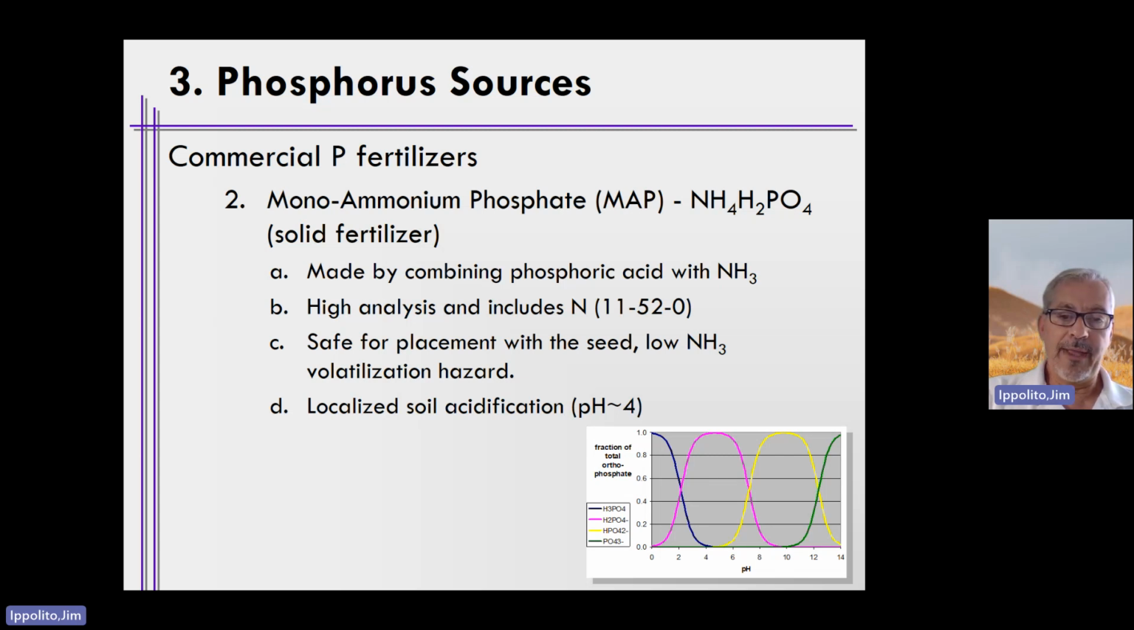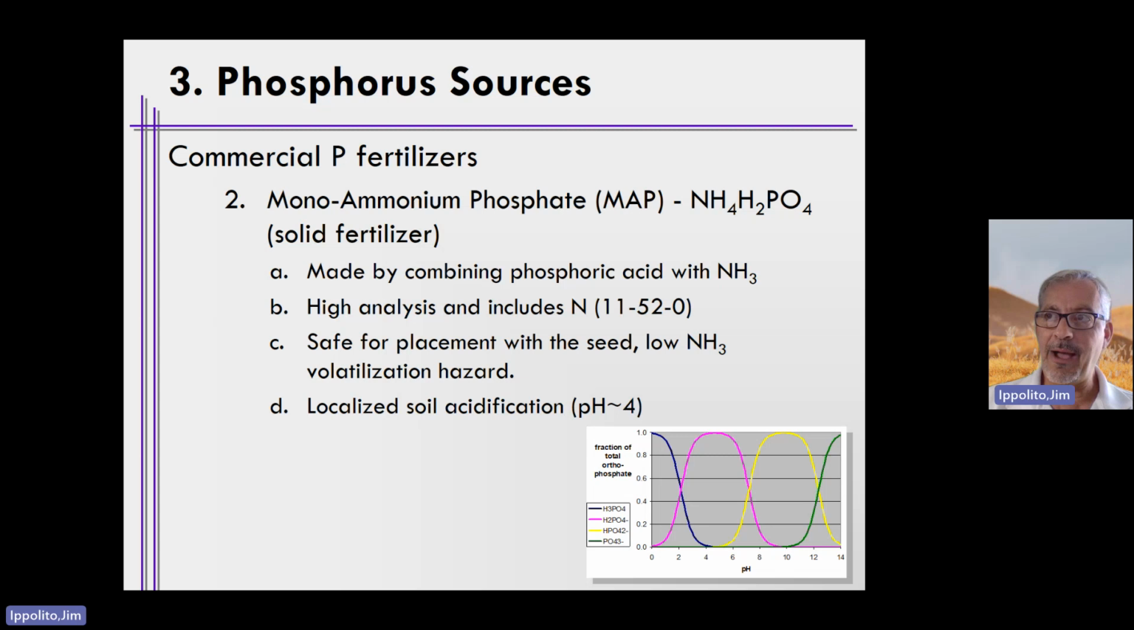So monoammonium phosphate has a relatively high analysis, 11-52-0, so 52% P2O5, and it also contains nitrogen in the form of ammonia. When we place this, we can place it with the seed. It typically has low ammonia volatilization potential because of point letter D, right? Point letter D tells us that when we place monoammonium phosphate in the soil, it can acidify the soil right around where the fertilizer prill or pellet goes.